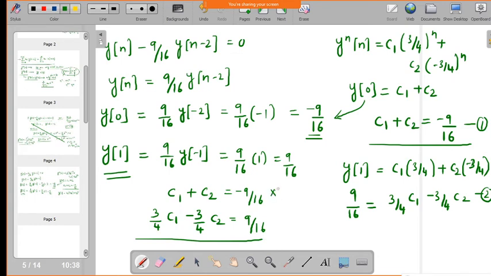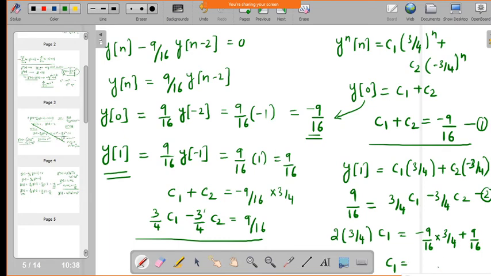So if you multiply this one by 3 by 4 and add it, the C2 terms will cancel each other, and you will get 2 times 3 by 4 into C1, which is equal to minus 9 by 16 into 3 by 4 plus 9 by 16. So what is the value of C1?